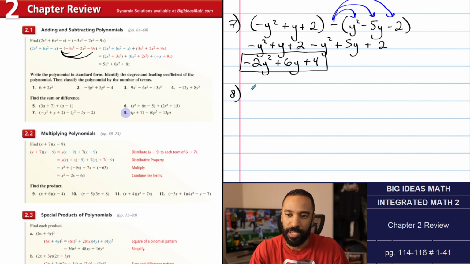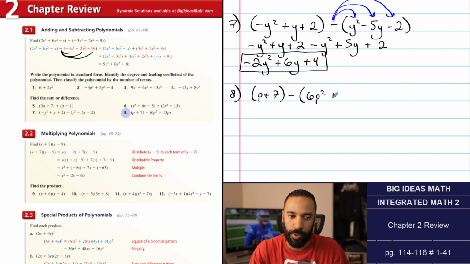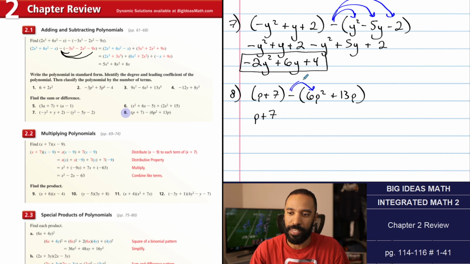However, and then number 8, last subtraction, we have p plus 7 minus 6p squared plus 13p in parentheses. So quantity p plus 7 minus quantity 6p squared plus 13p. So p plus 7 is exactly that. Now we get to distribute this negative here, and both of these will turn into subtraction. Negative 6p squared minus 13p.